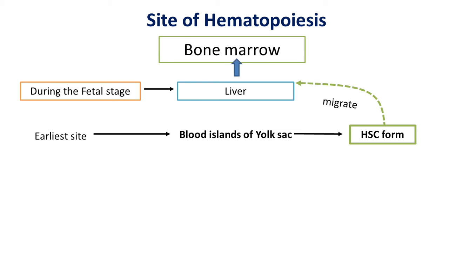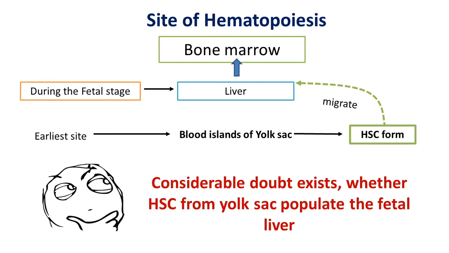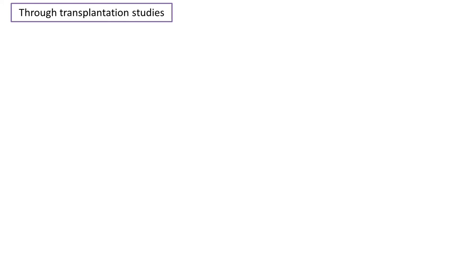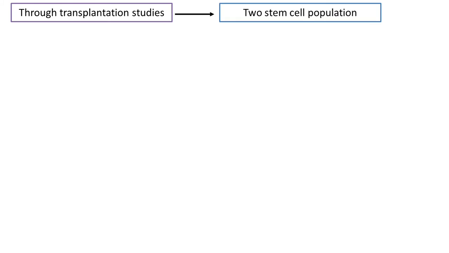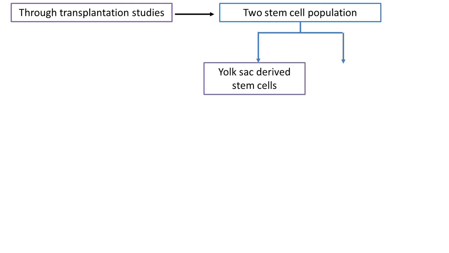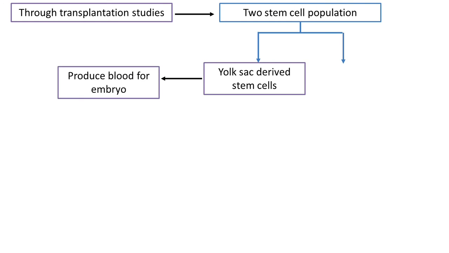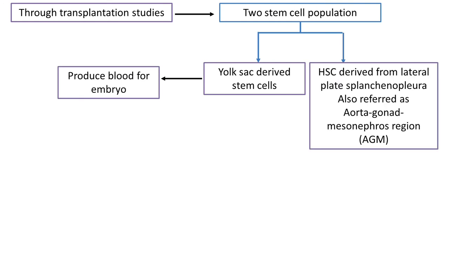However, there is considerable controversy about whether the hematopoietic stem cells that come from the yolk sac actually populate the fetal liver. Some advanced studies, mainly transplantation studies, have revealed that two stem cell populations actually exist. One population is derived from the yolk sac, and these stem cells basically produce the blood in the embryo, while another stem cell population is derived from the lateral plate splanchnopleure, which is also referred to as the aorta-gonad-mesonephros region.